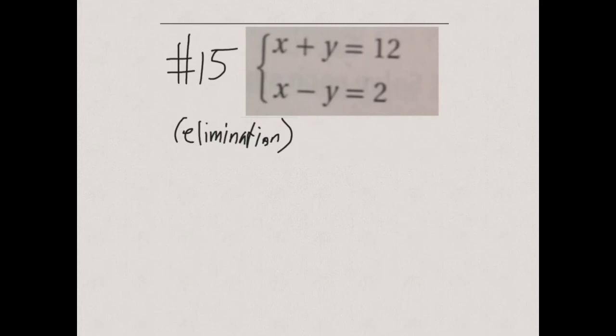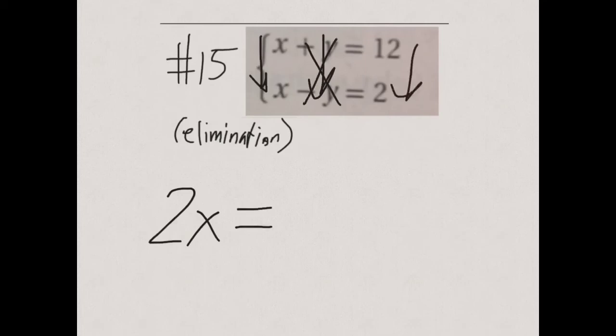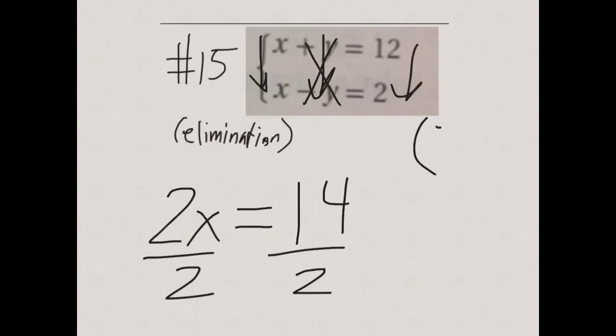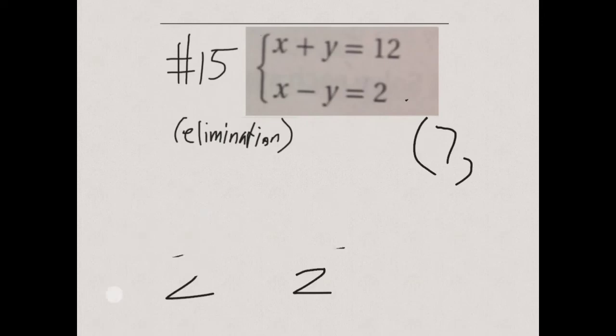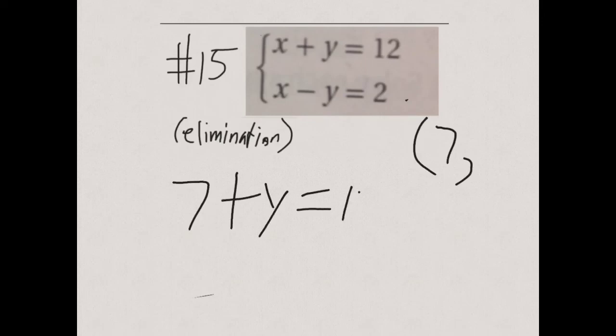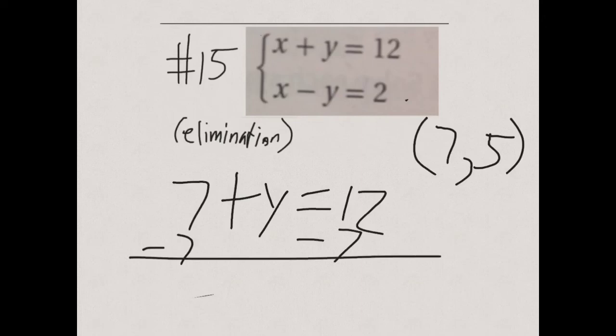And number 15, same thing. I end up with 2x. This cancels out. This becomes 14. Divide by 2, first part is 7. Now, let's take that 7, plug it in where we see an x, and we'll get our solution. 7 plus y equals 12. Right here you might be able to look at and figure out it's 5. If not, we subtract 7 from both sides, y equals 5.